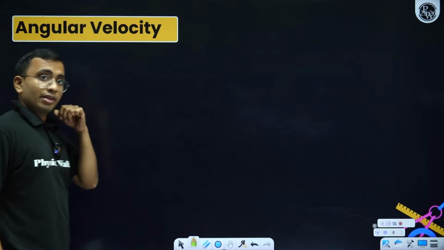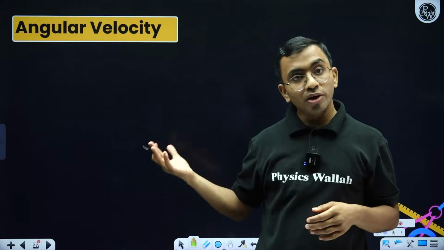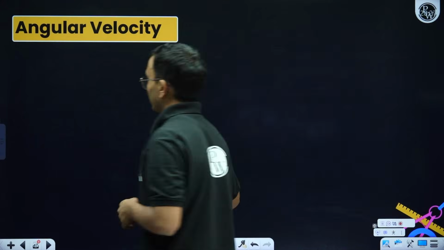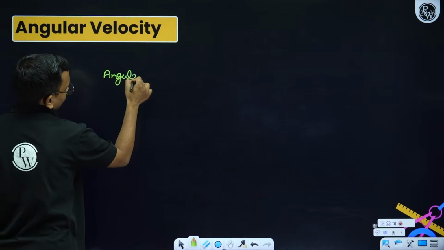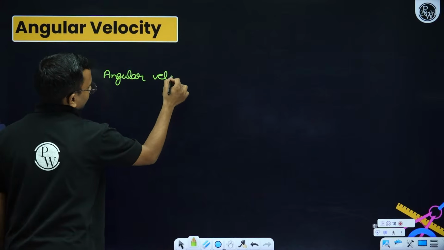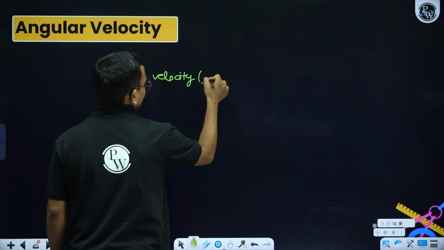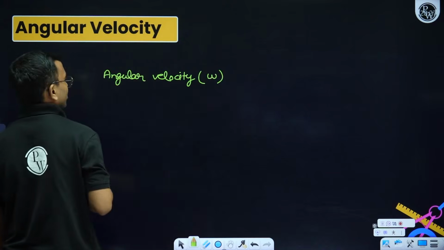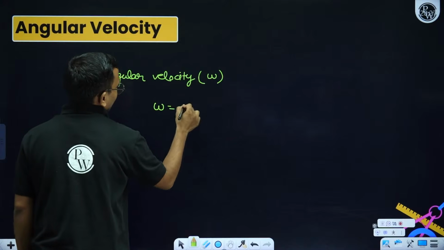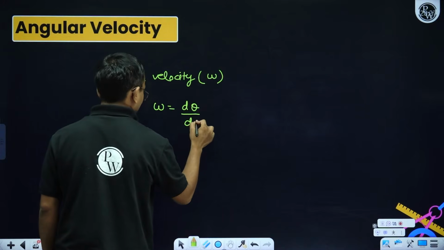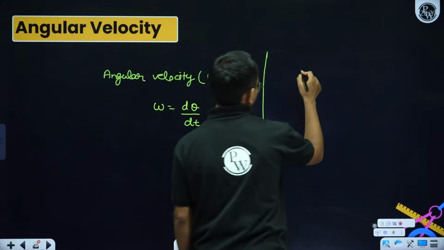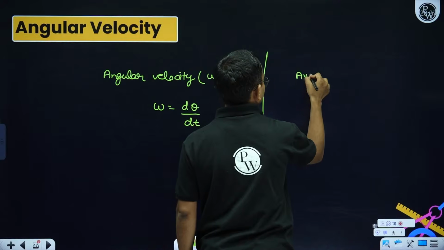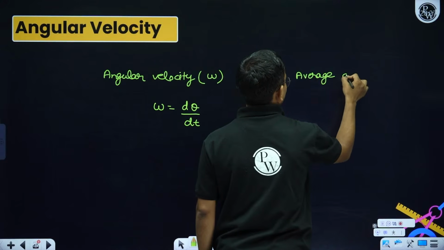Now angular velocity. What is velocity? Velocity is the rate of change of position. So angular velocity will be the rate of change of angular position. Simple. Angular velocity, which we denote with omega, is the rate of change of angular position, d theta by dt. If average angular velocity is asked, then you write delta theta by delta t. Average angular velocity.